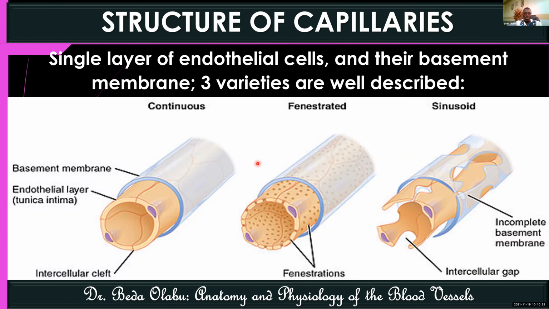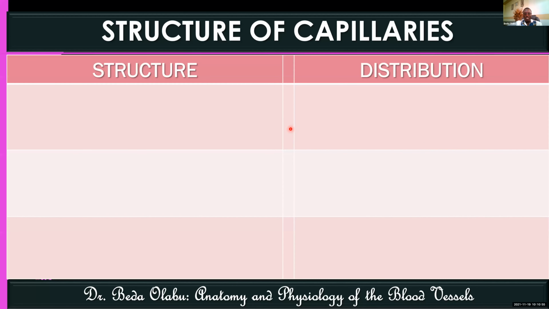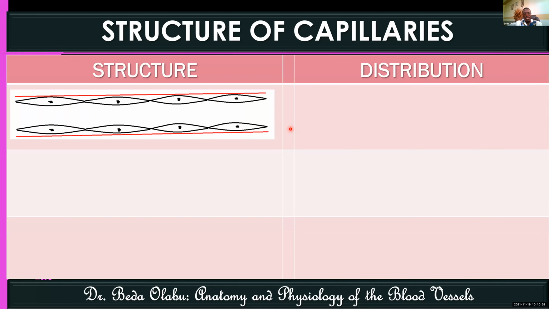Based on the organization of the endothelium and its basement membrane, there are three histological types of capillaries: continuous capillaries, fenestrated capillaries, and sinusoidal capillaries. Let's see them. I'll use this image to describe the structure of those capillaries. We start with the continuous capillary. I'm using the red line to represent the basement membrane of the endothelium, and I'm using those ones to represent the endothelial cells.